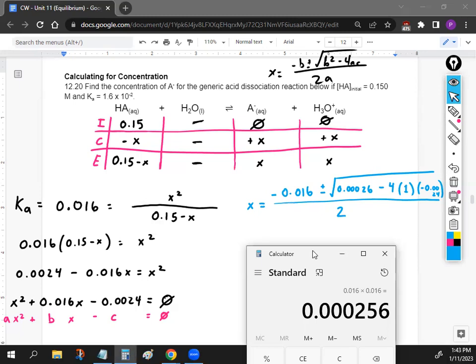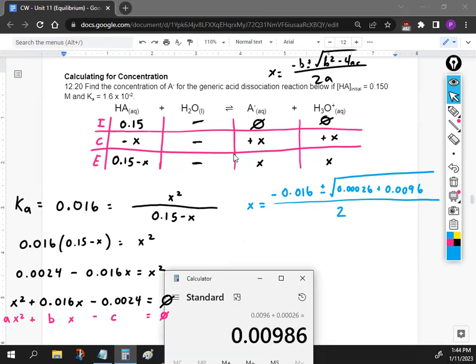Next part, we're going to do the multiplication. So we're going to do 4 times 1 times 0.0024. Now that's negative, so that's going to change this into a positive value. So it's going to be plus 0.0096. Everybody good with me? Following along? Okay, we're going to add those two numbers together, 0.00026, and that's going to give you this thingamajigger. Is that the final answer? Not at all. Not even close.